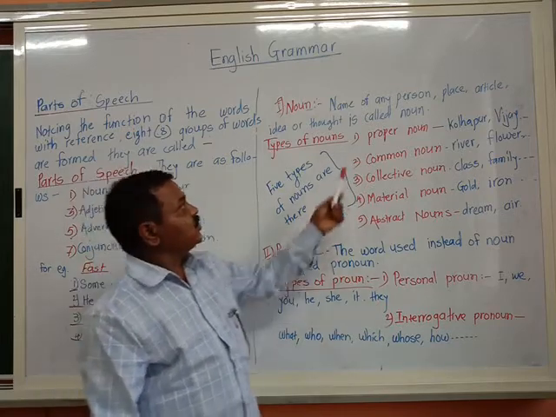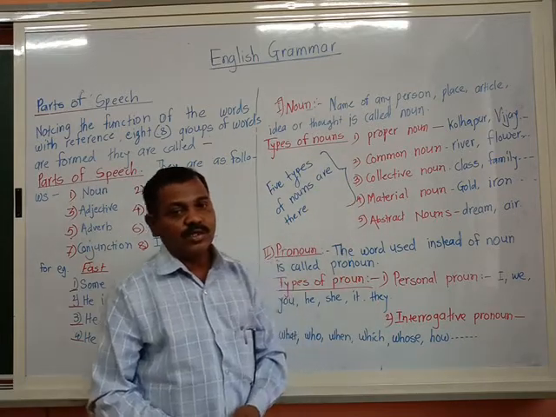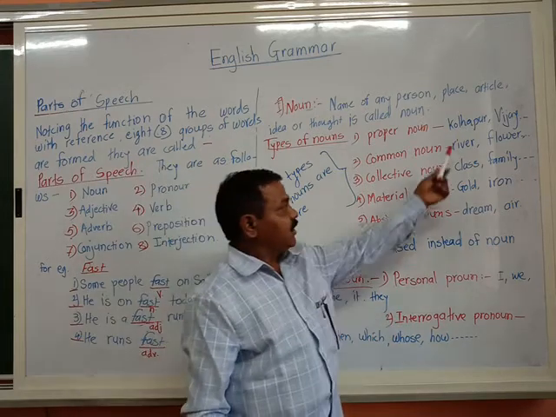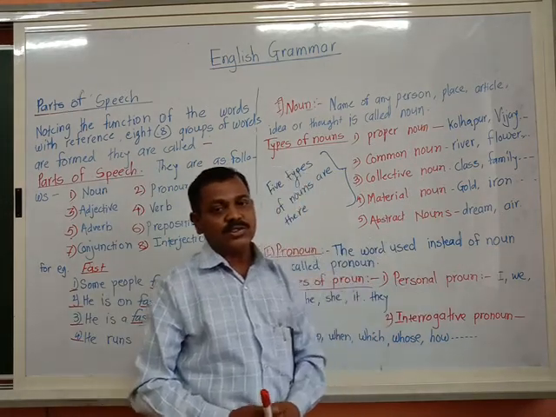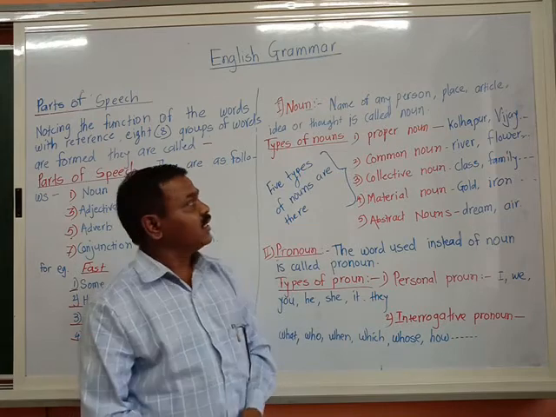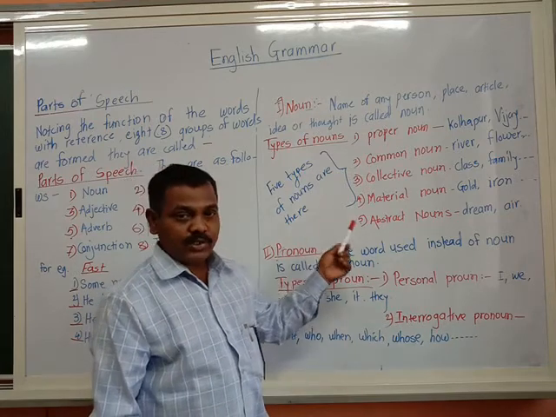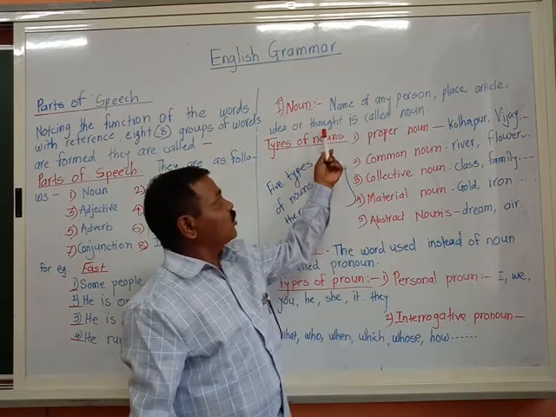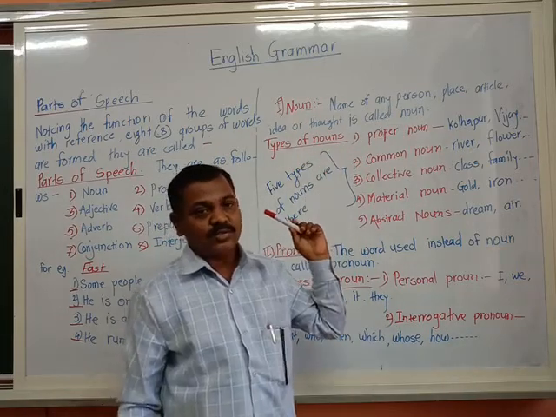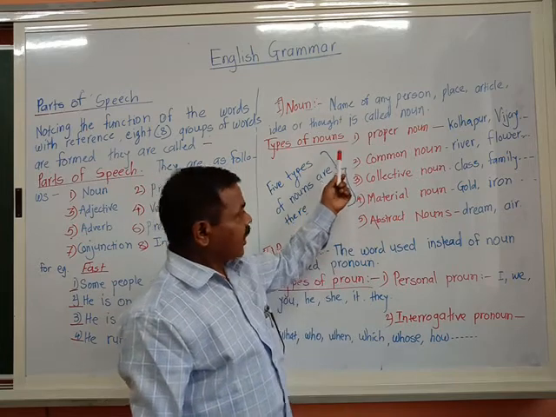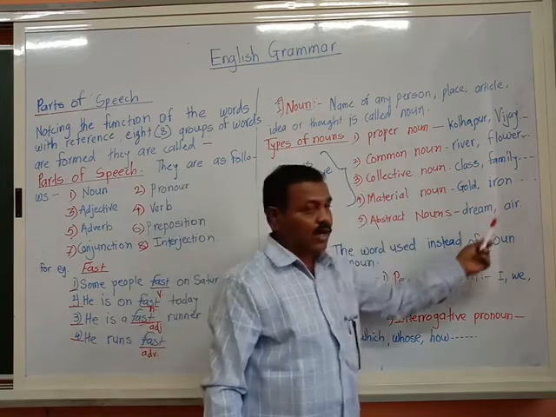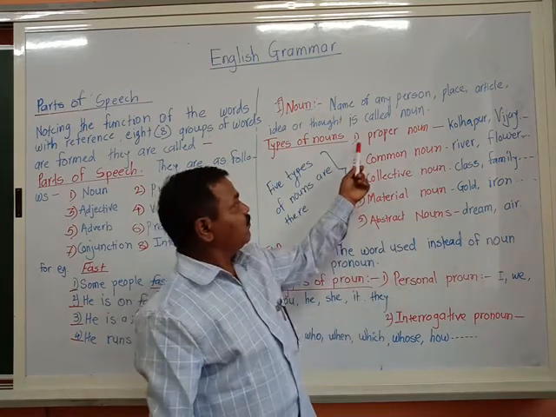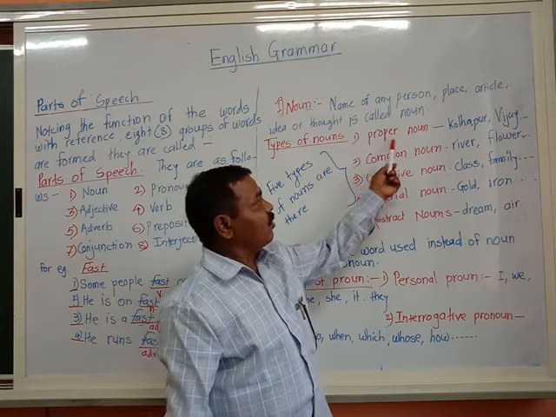So this definition is not sufficient. If you see the types and their different examples, you will get the clear idea of the definition. Name of any person, any place, any article, any idea or thought. Somewhat confusion is there. So come to the types. All these types together are called the noun. So the first type of the noun is that proper noun.